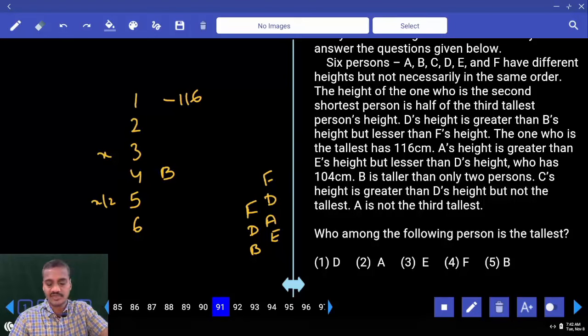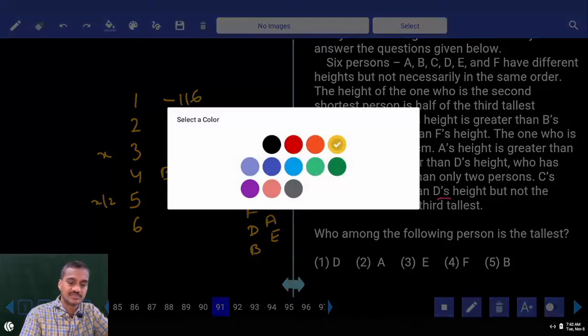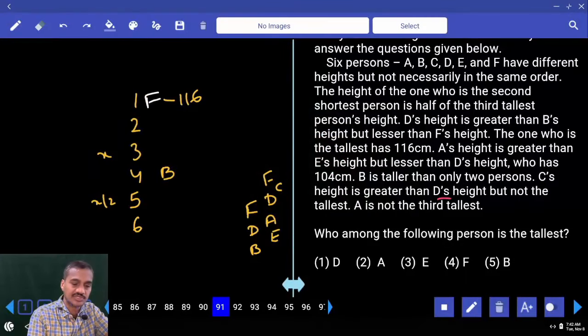And next one A. C's height is greater than D's height, but C cannot be the tallest. As C cannot be the tallest, F is the tallest. Then the next person is C, and then D. So F, C, D, then A and E. A is here and E is here.